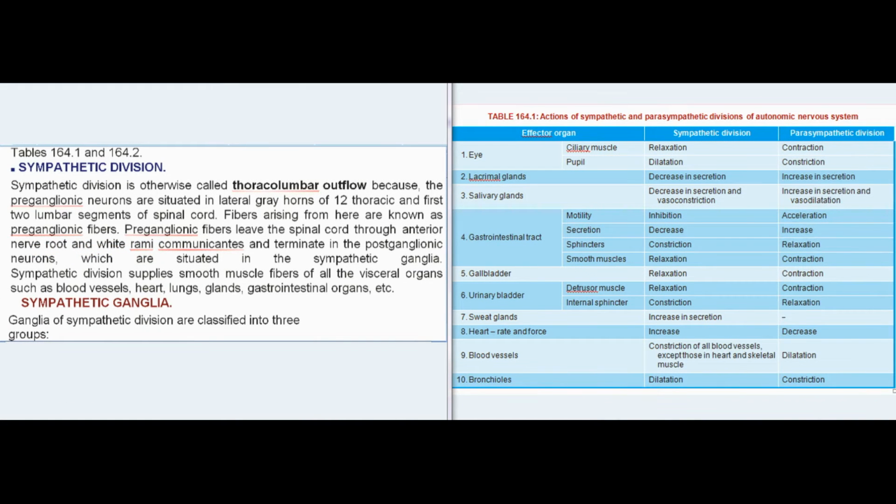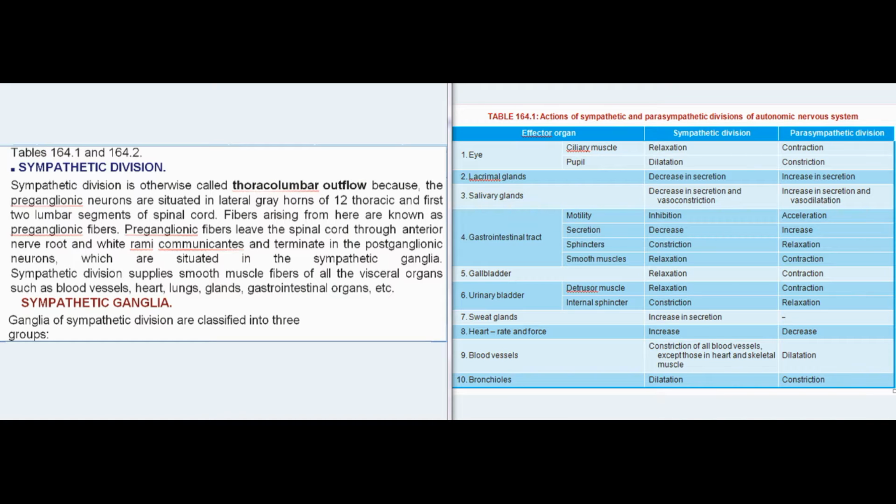164.1 and 164.2. Sympathetic division. Sympathetic division is otherwise called thoracolumbar outflow because the preganglionic neurons are situated in lateral gray horns of 12 thoracic and first two lumbar segments of spinal cord. Fibers arising from here are known as preganglionic fibers. Preganglionic fibers leave the spinal cord through anterior nerve root and white rami communicantes and terminate in the postganglionic neurons, which are situated in the sympathetic ganglia. Sympathetic division supplies smooth muscle fibers of all the visceral organs such as blood vessels, heart, lungs, glands, gastrointestinal organs, etc.